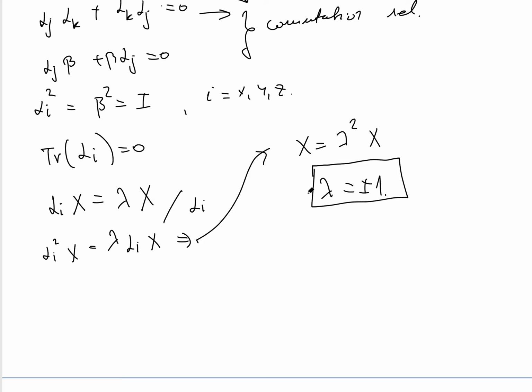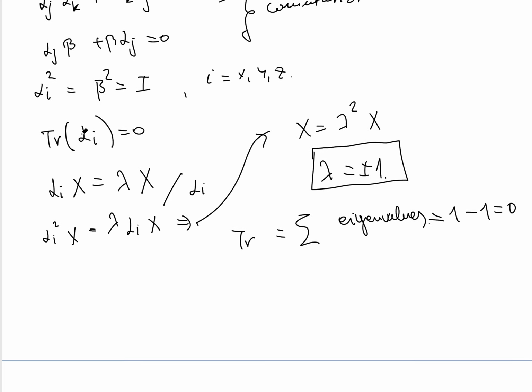So the eigenvalues are plus or minus 1, and we know that the trace is the sum of eigenvalues. So here we have 1 minus 1, which is equal to 0. So the trace of these matrices should also be equal to 0.